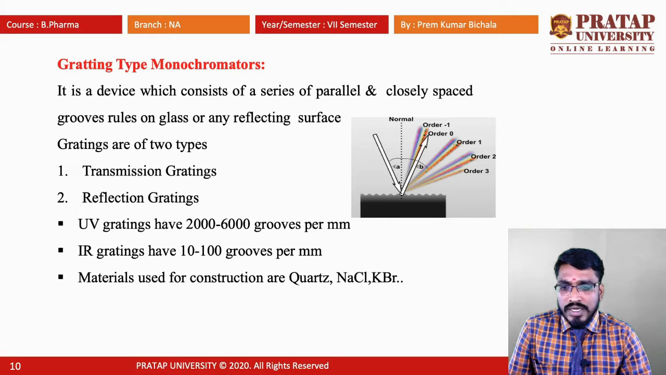In UV, gratings have 2000 to 6000 grooves per millimeter, whereas in IR the gratings should have a smaller number, that is 10 to 100 grooves per millimeter. The materials used for the construction of gratings are quartz, sodium chloride and potassium bromide. These three materials are highly inert to the IR radiation.